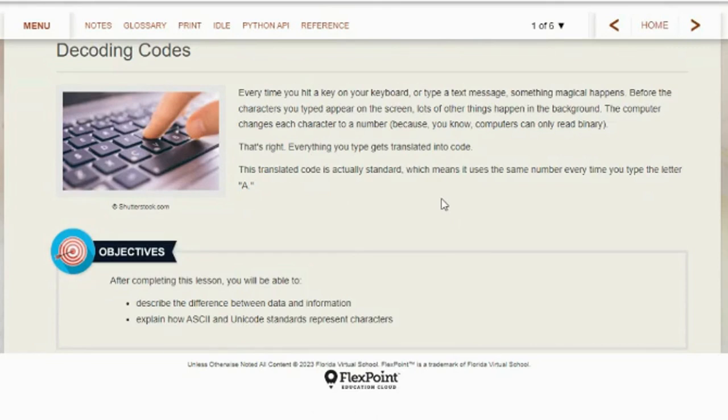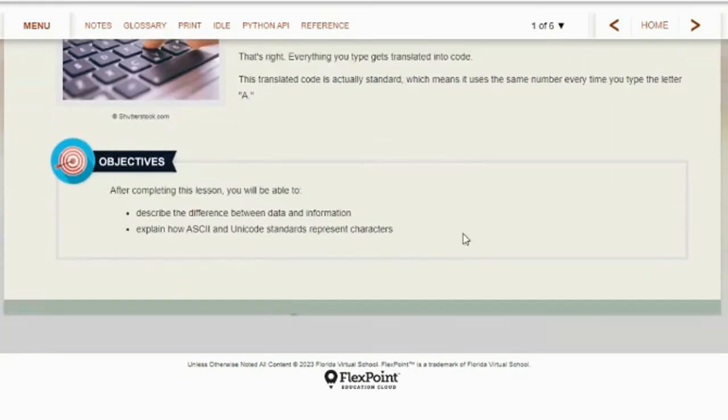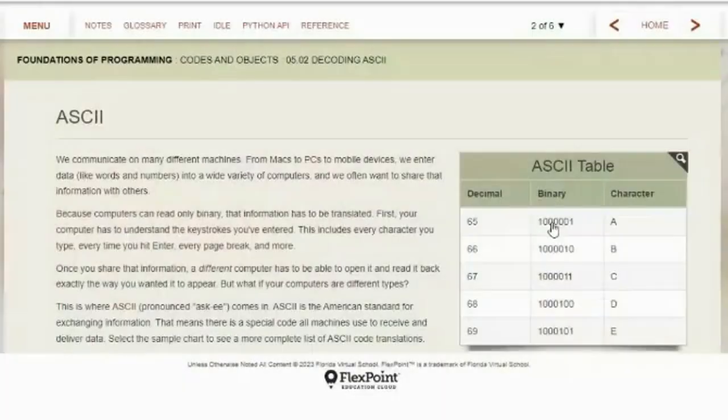That's universal. So when it sends it to another phone, like maybe you send it to an iPhone from a Windows phone or an Android phone, it's going to use the same character so the other computer can understand what you're typing. So we're going to look at the difference between data and information, and how ASCII and Unicode standards represent characters in this lesson. So let's look at page 2.